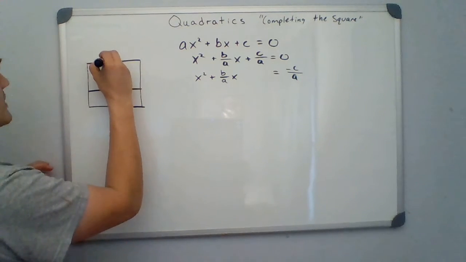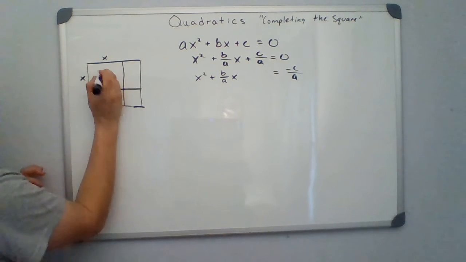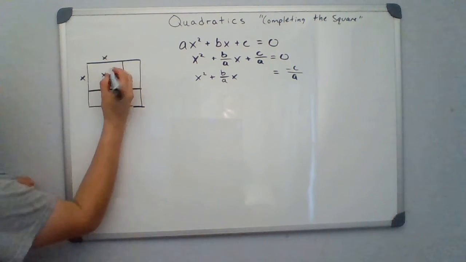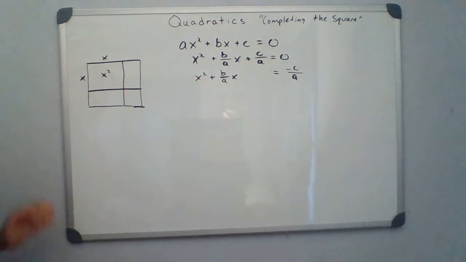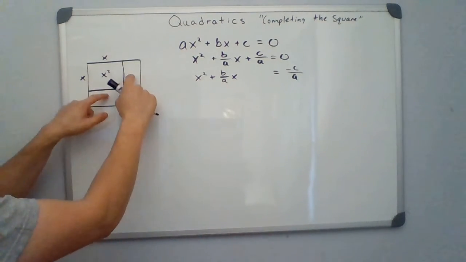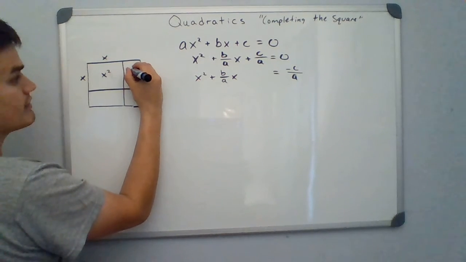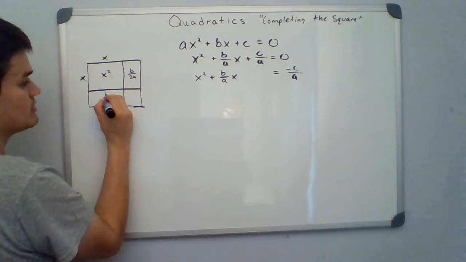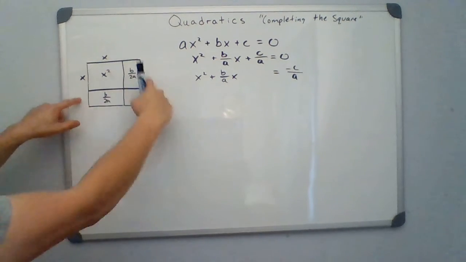So if I let this side be x and this side be x, I know I have an x squared piece. And I have b divided by a. That's going to be split up between these two pieces here. So I can put half of that here, b divided by 2a, and b divided by 2a. And I know each of these has an x dimension.